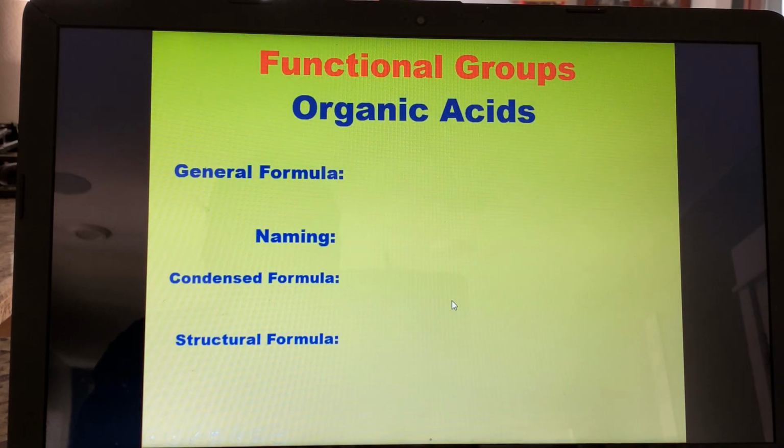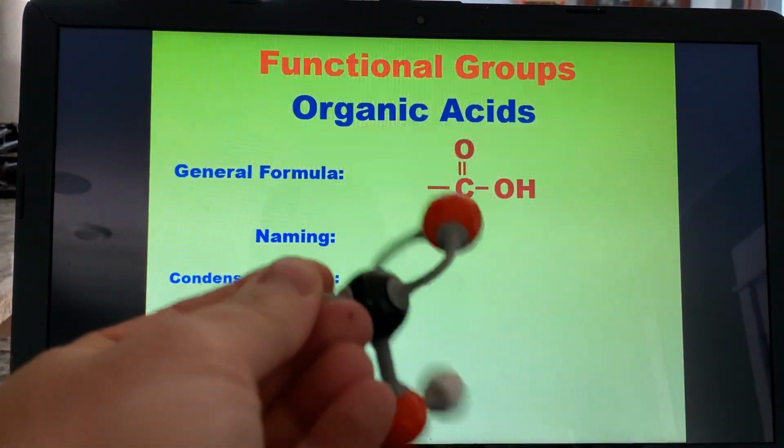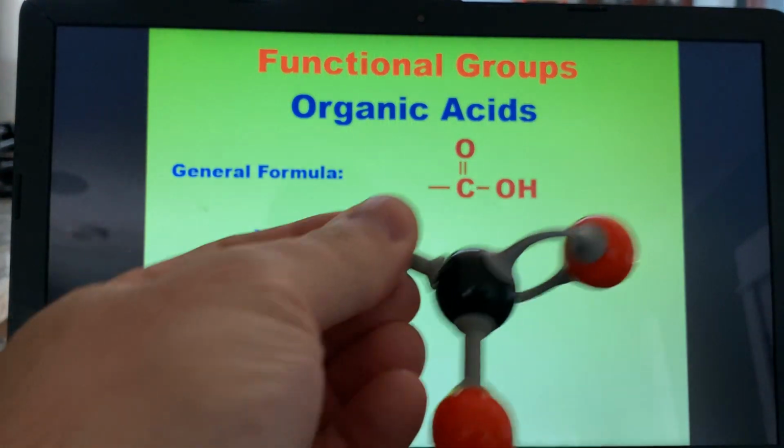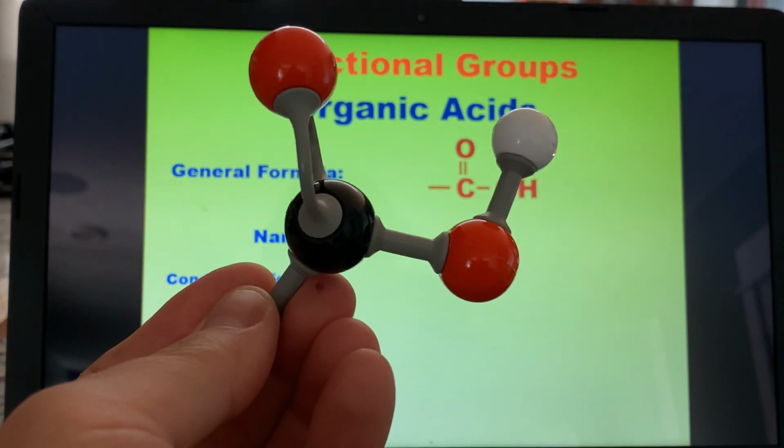Okay. Organic acids. So we did halides. Now we're doing organic acids. The general formula: C double bonded O, OH. So it's that structure. It's combining the carbonyl group and the hydroxyl group that we talked about in the beginning. It's this thing right here, and where I'm holding it, it's going to be attached to something. So you've got to look for that double bonded O and that OH.